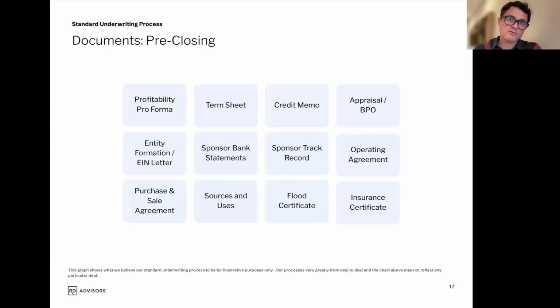We may get more for an individual project, depending on what the project is, if we need to get an environmental report or anything else. But this, I think, should give you a pretty good idea of what we're looking at before the loan is closed or by the time the loan is about to close.